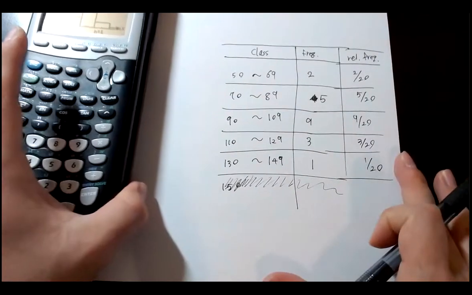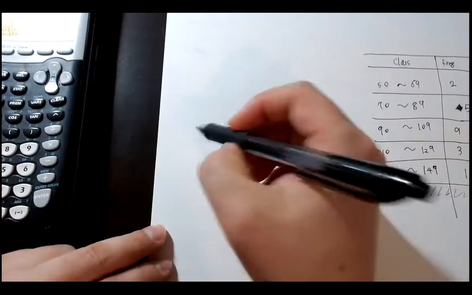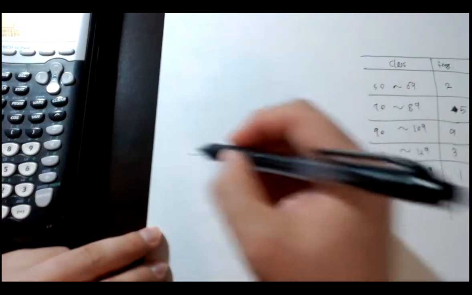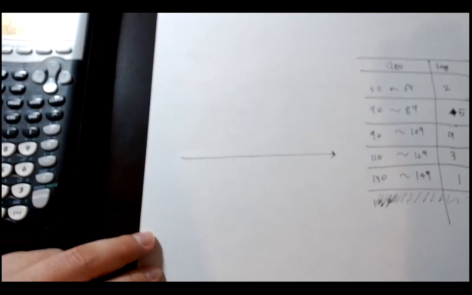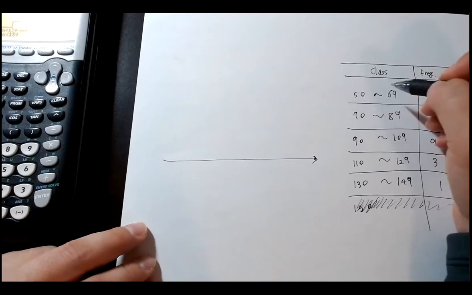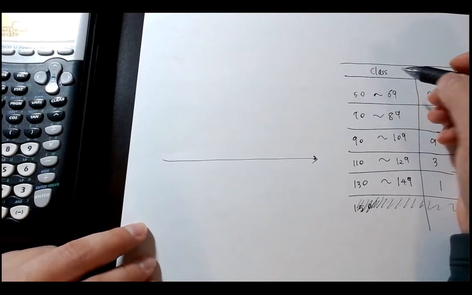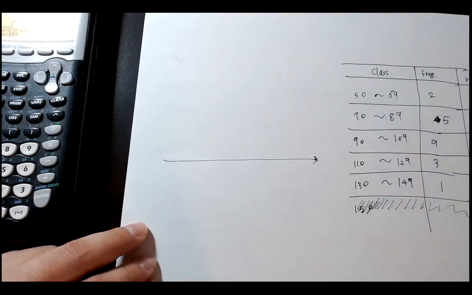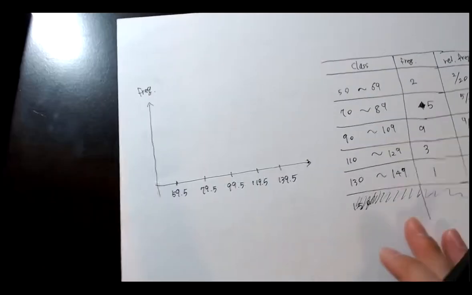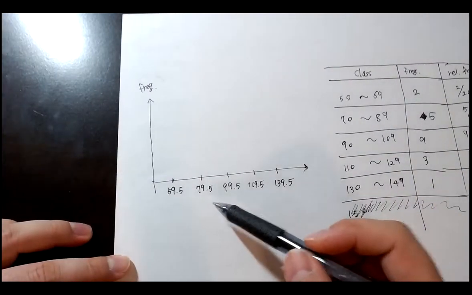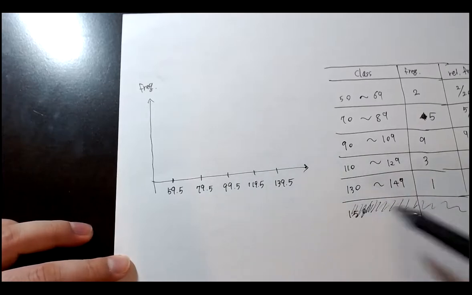Now the frequency polygon is right here. We're going to find the middle of the classes. Let me find the middle of the classes for each. Okay, all right, so I got the class midpoint for each class: 59.5, 79.5, through 139.5.